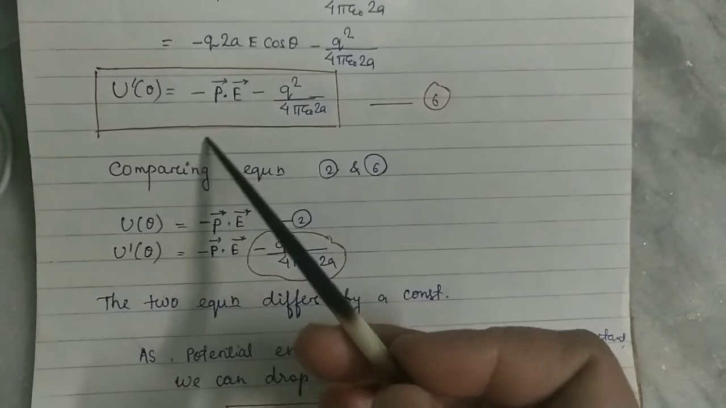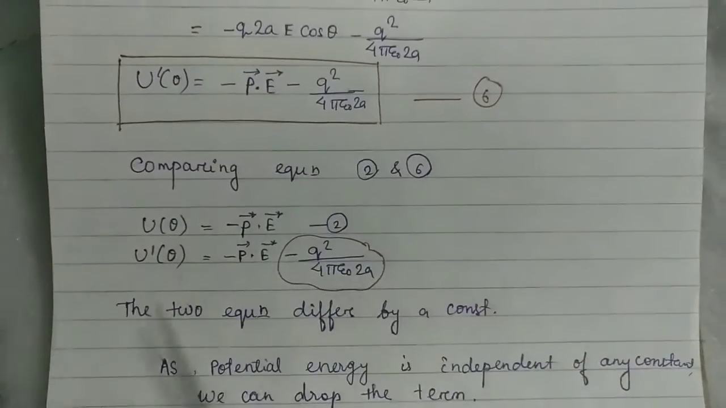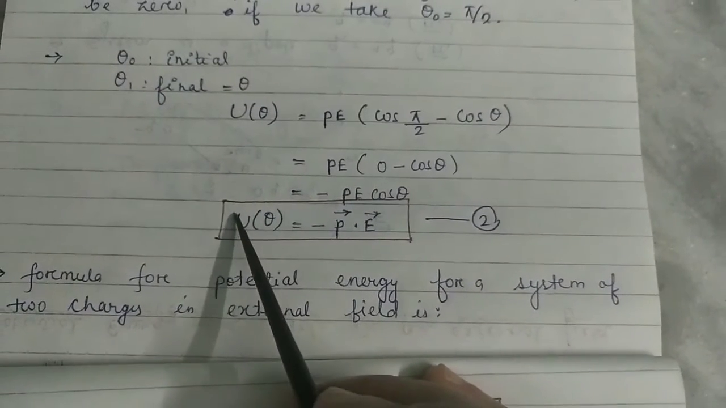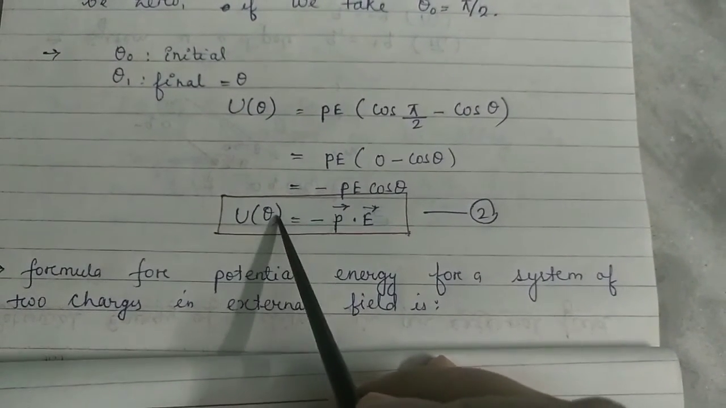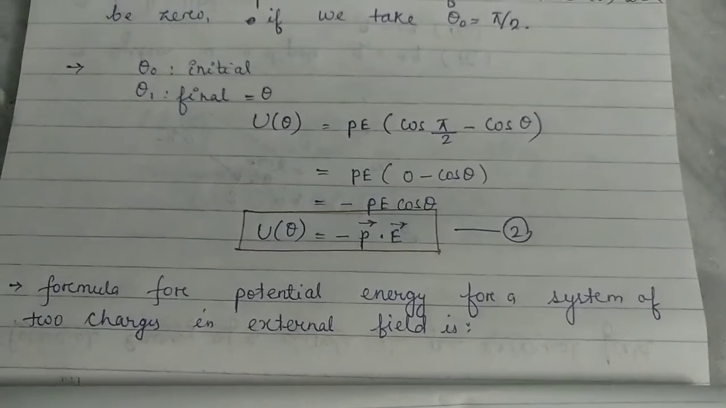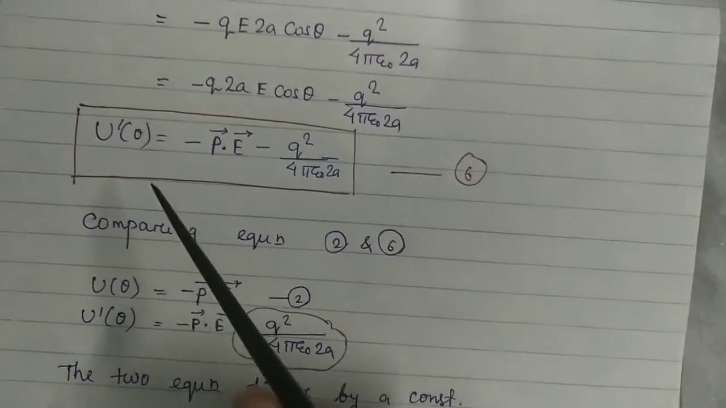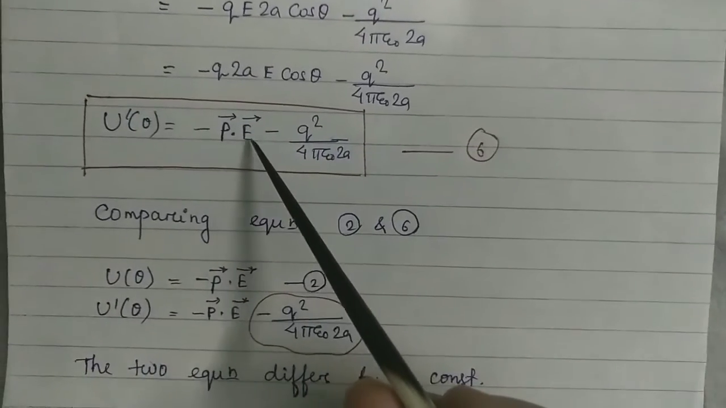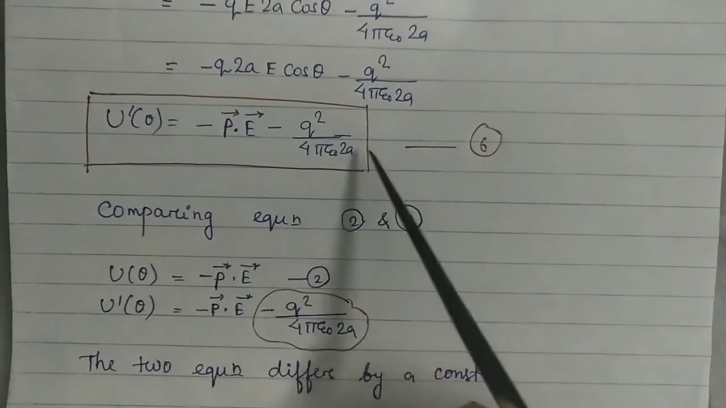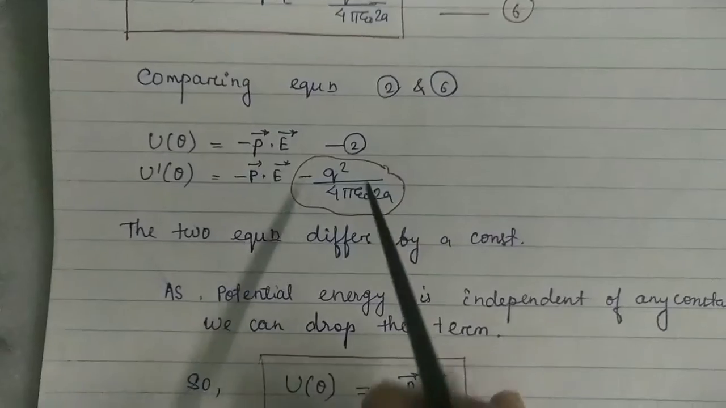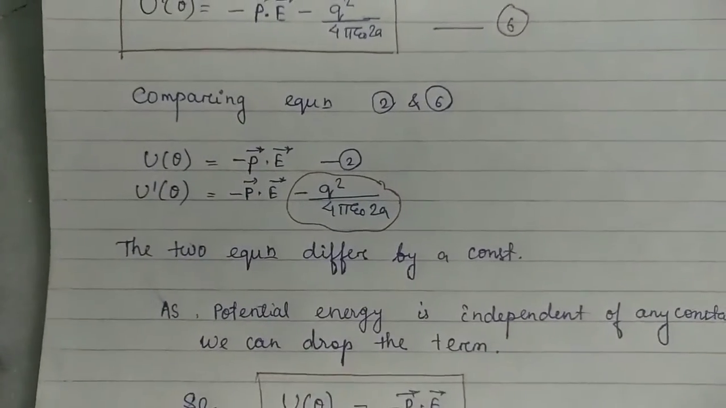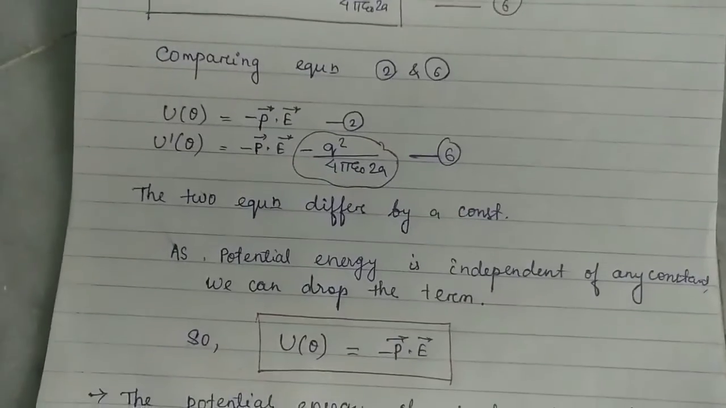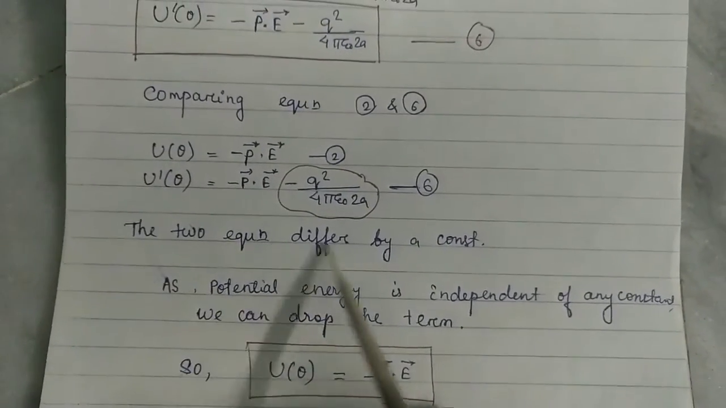Now we will compare equation number 2 and equation number 6. What is equation number 2? Let's see. Yes, this is our equation number 2. Equation number 2 gives us potential energy at an angle theta equal to minus of P vector dot E vector. And what we got here? We got potential energy U dash theta equal to minus P vector dot E vector minus Q square by 4 pi epsilon naught 2a. I have already written the two equations here, equation number 2 and equation number 6. You can check. Now these two equations differ by a constant.